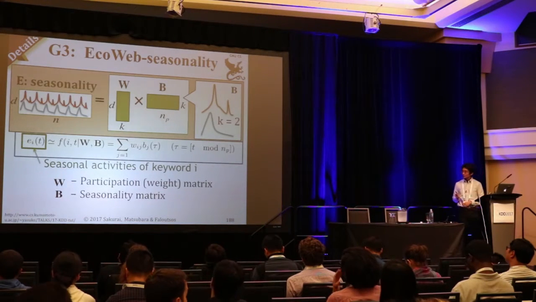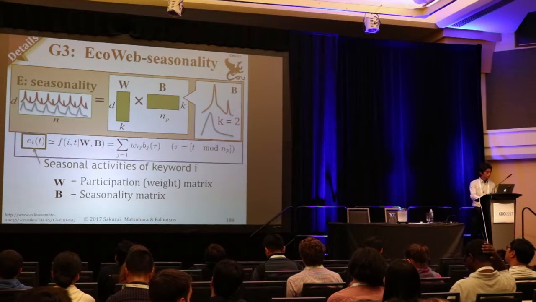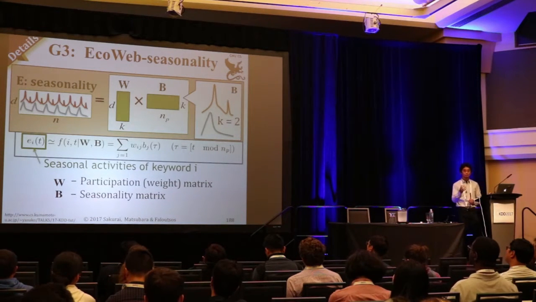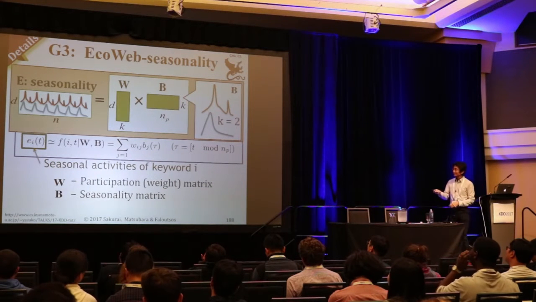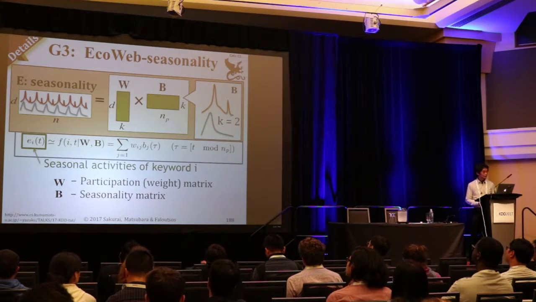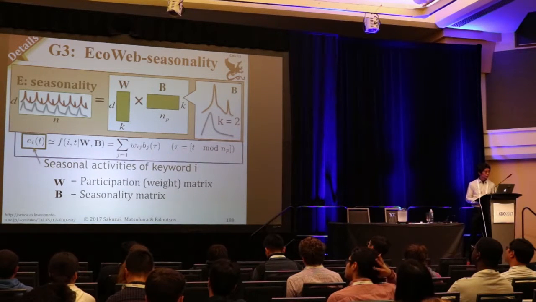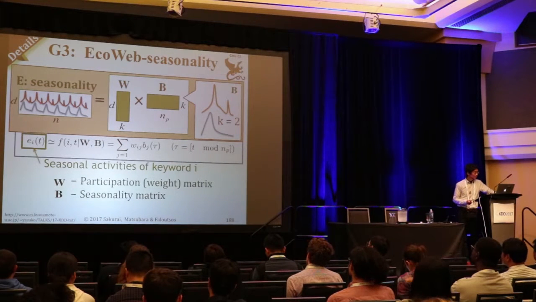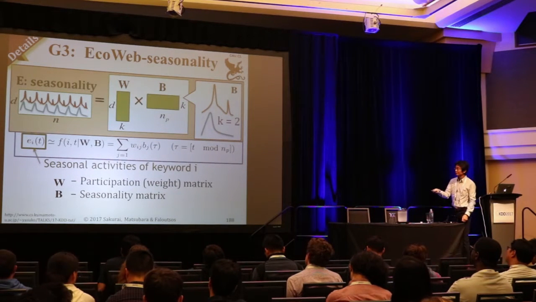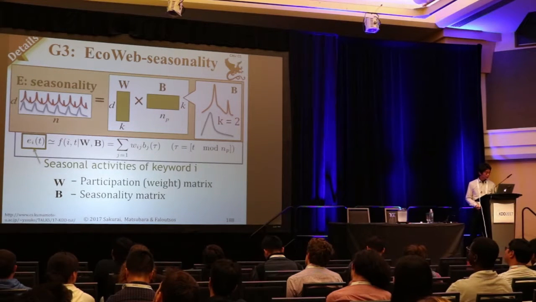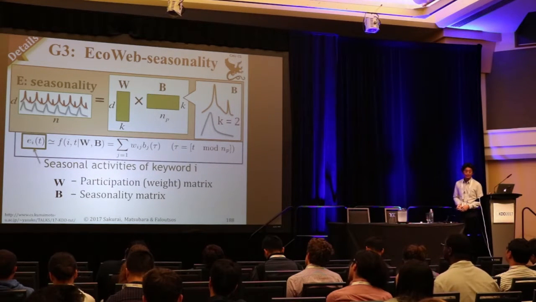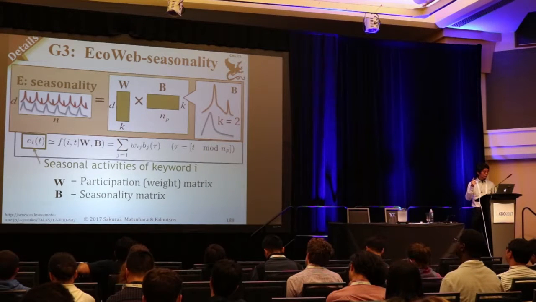So we can estimate the seasonal patterns by using ICA, which is presented in part 1. For ICA, B is a seasonality matrix, which means a basis or component, or eigenvector or something like that. And W is a partition weight matrix. In this example, K2, Q2, the number of seasonal patterns, is 2.